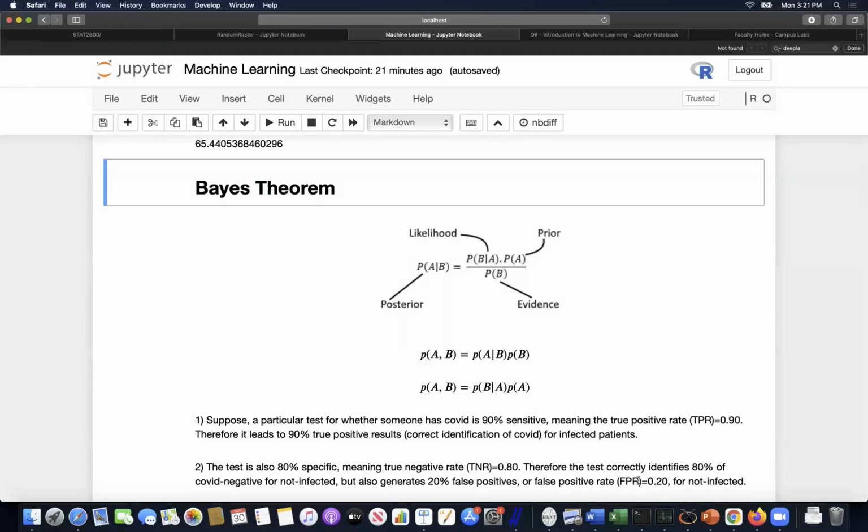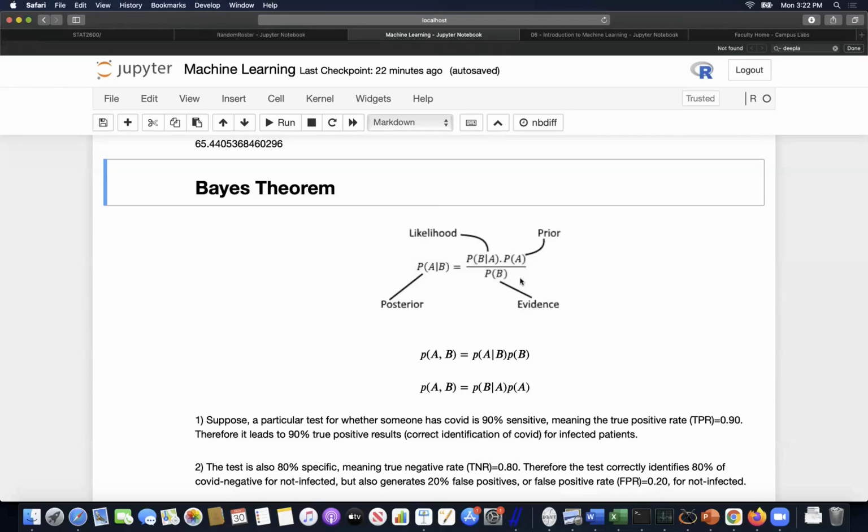So there are two types of mistakes that a test can commit. The first one is the false positive rate, and the other one is the false negative rate. So the false negative rate is 10%, and the false positive rate is 20%. Okay, so far so good. Why do we need this term? This term is going to appear in your evidence later on.